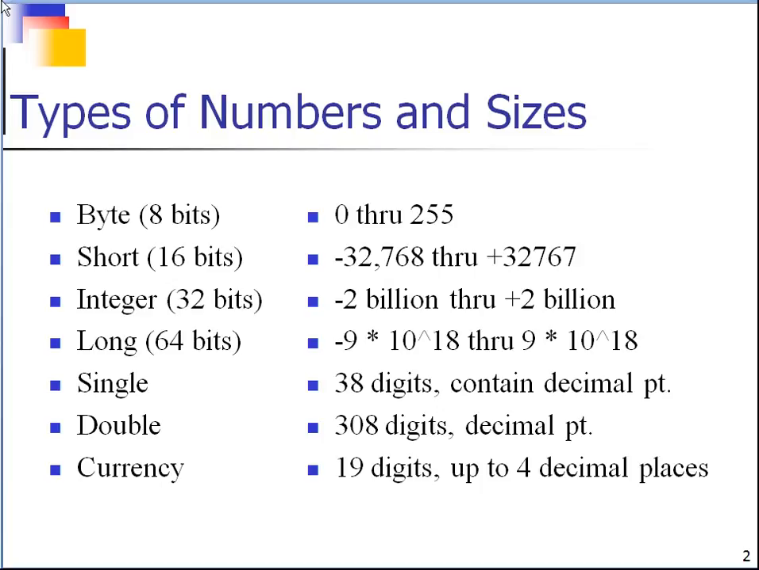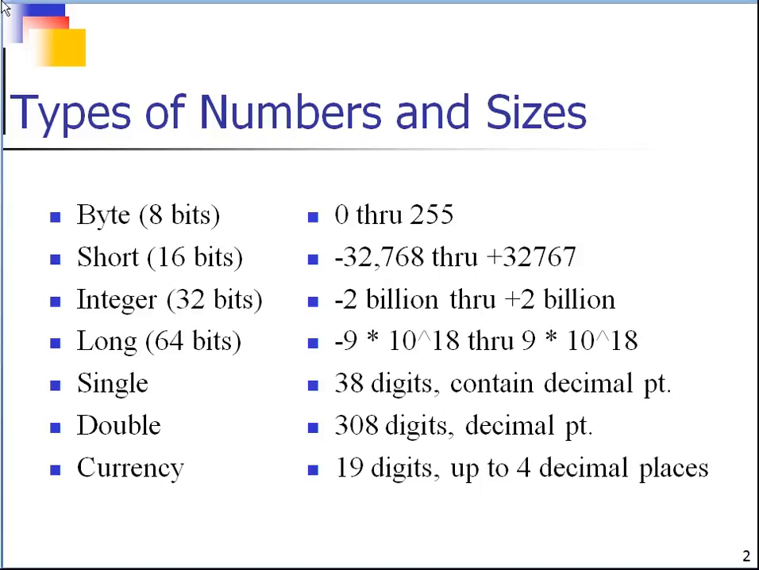Integer is 32 bits. See, it used to be 16, but now it's 32 because of the bigger processors. It's a negative 2 billion something through a positive 2 billion something. Long integer is 64 bits. It's got 6 sets of 3 numbers, if you do a comma in between each one. And so it's 9 times 10 raised to the 18th power.